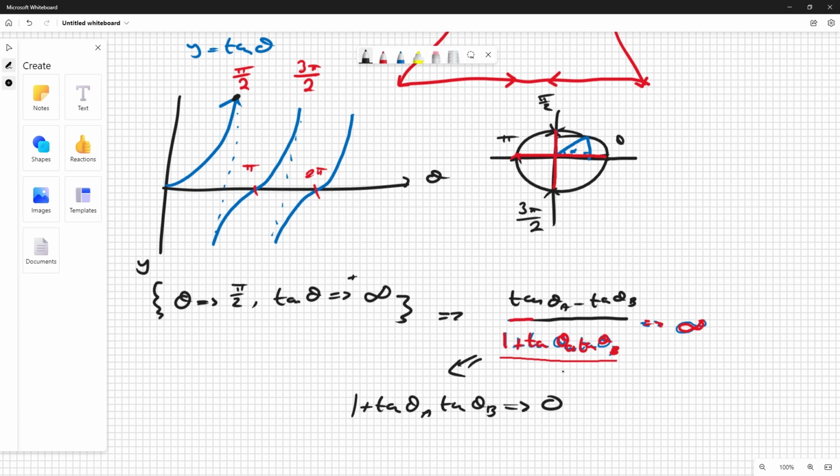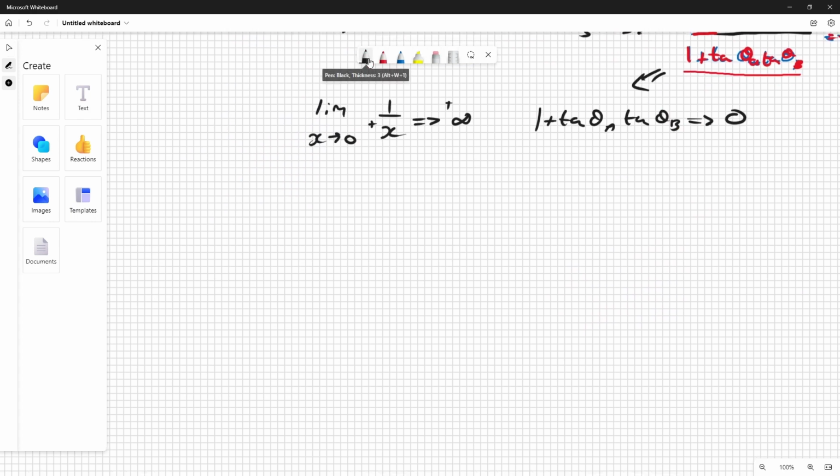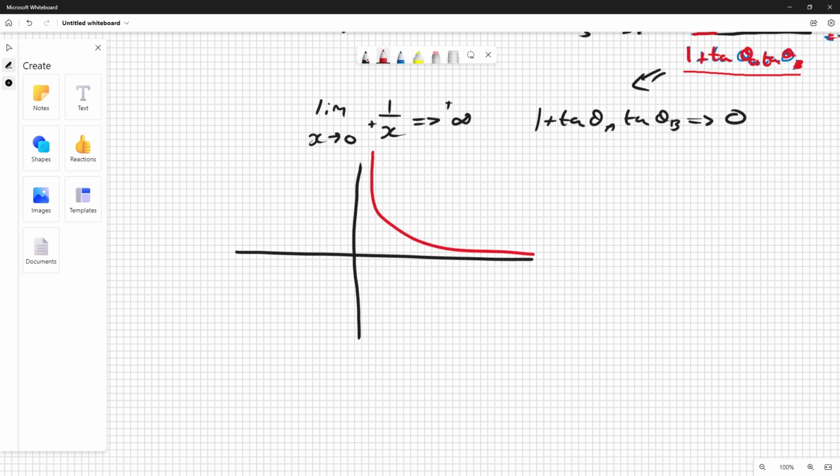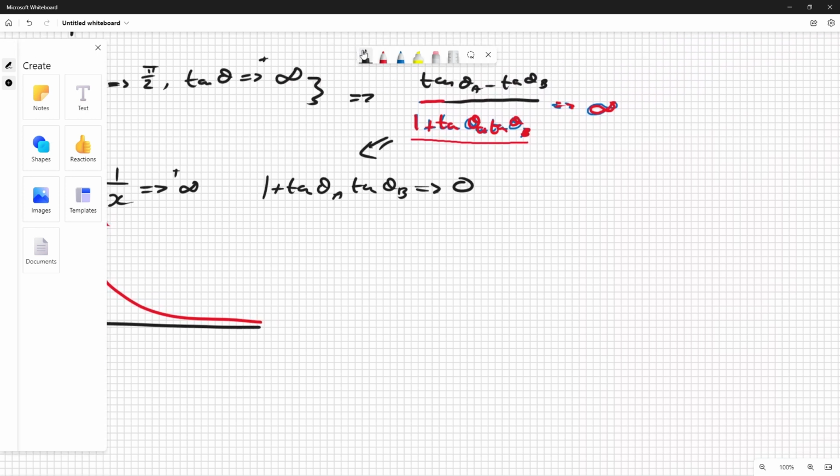This can be shown because if you take the limit as, say, x tends to 0 of 1 over x, this tends to infinity if we're taking only the positives. If you have ever played around with Desmos at all, you would realize the graph of 1 over x looks a bit like this. So it hits infinity from positive and negative. So if we're only concerning the positives, then yes, this is an equivalence. So we can simply rearrange this to say tan theta A, tan theta B tends to -1.